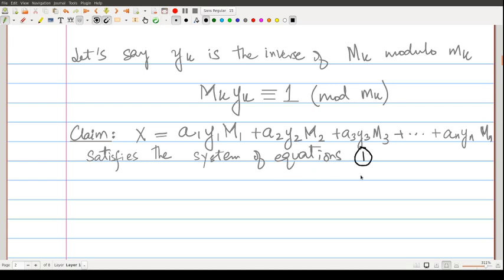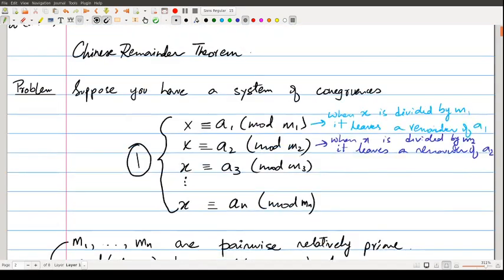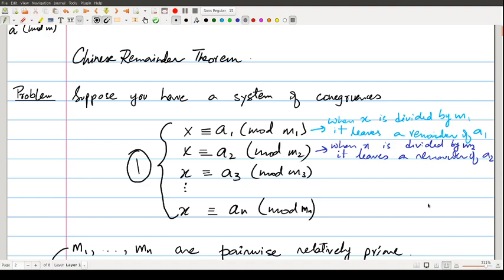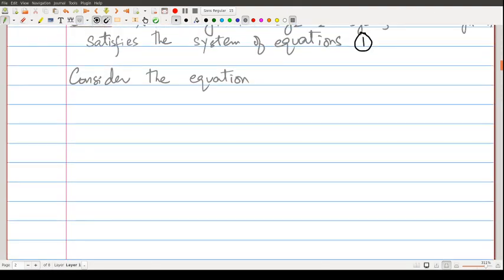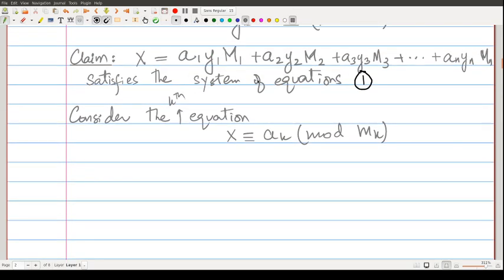Let's check how it will satisfy this system. Let's pick any equation out of these 1 to n equations, so let's pick the kth equation. The kth equation is just going to look like x is congruent to ak mod small mk. I'm claiming that this x that I've just made will satisfy this equation.